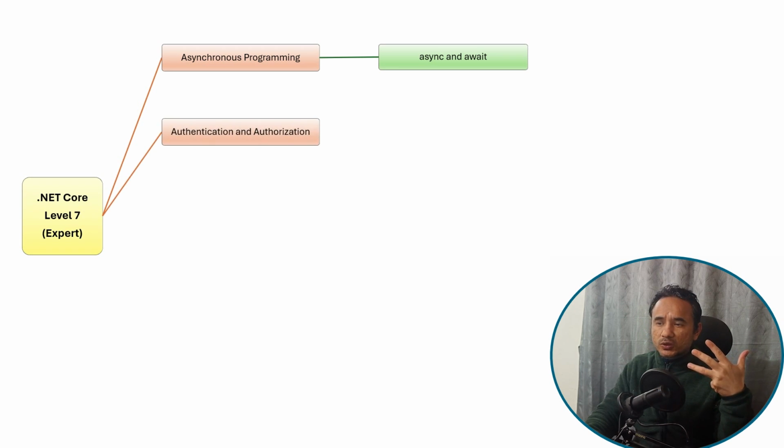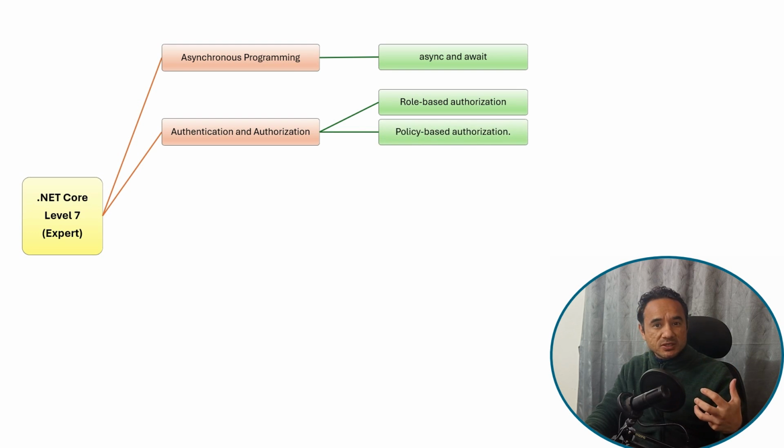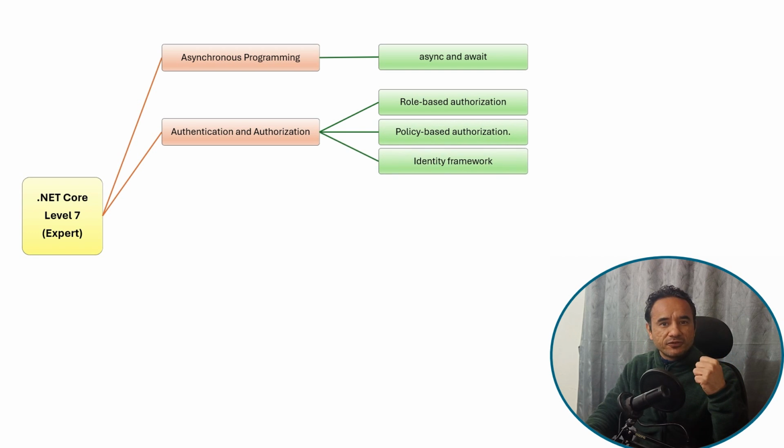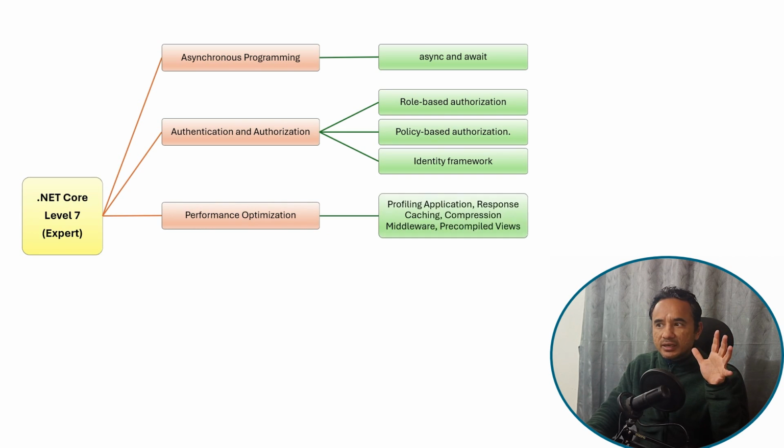Then learn authentication and authorization, where you can use role-based authorization, which assigns permissions based on user roles. Then policy-based authorization gives you more flexibility. Then we have the Identity framework, which is used for managing users and roles securely. Next, performance optimization. Here you should learn profiling and application response. It's very wide, so whatever you know is less, because after you become a good .NET Core developer, you have to go for performance optimization more and more.